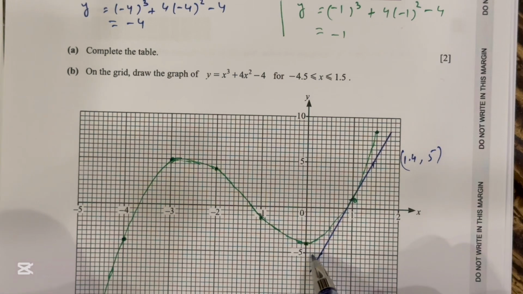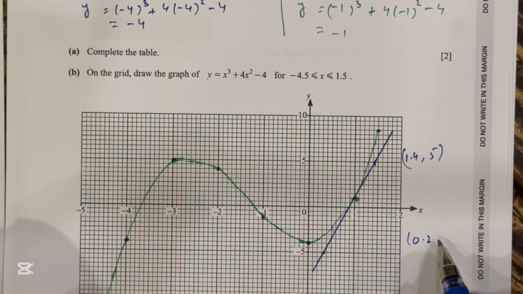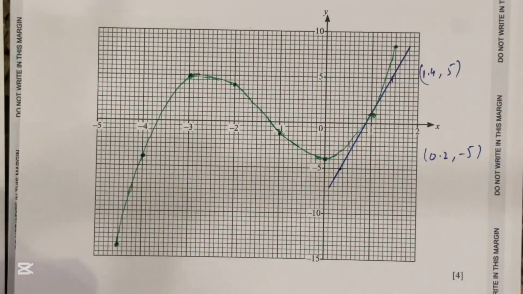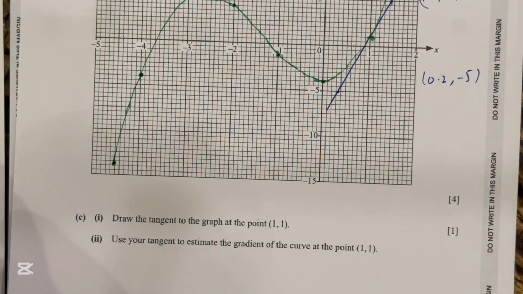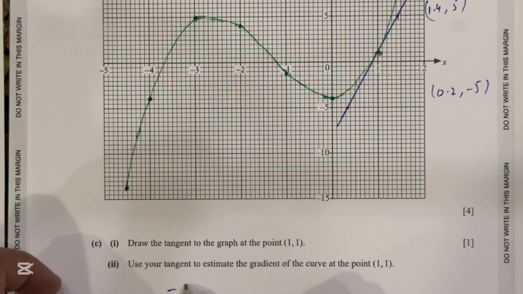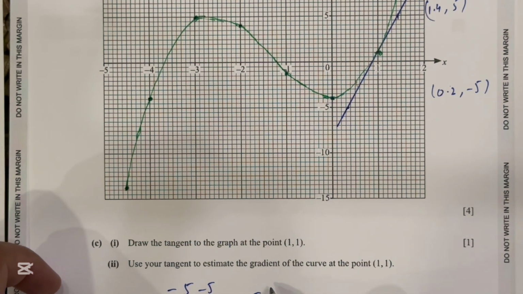So this would be 0.1, 0.2, 0.2, and the y-axis is -5. Now you need to apply this y2 minus y1 over x2 minus x1 to get the value: -5 over 0.2 minus 1.4. You get the answer, that is equal to -10 over -1.2.